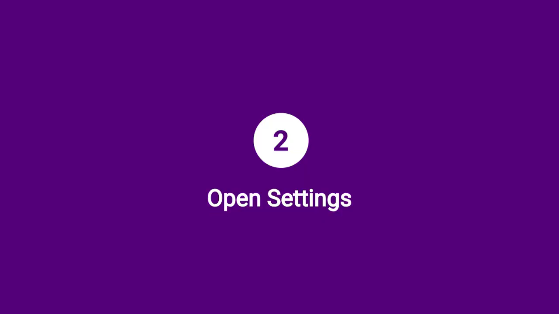First, ensure you have the NZXT CAM software installed on your computer. You can download it from the NZXT website if necessary. Step 2. Open Settings. Open NZXT CAM after installation and go to the Settings section to manage connected NZXT devices.